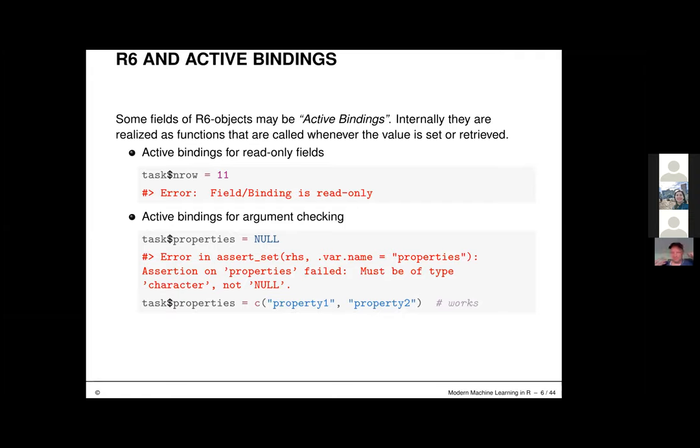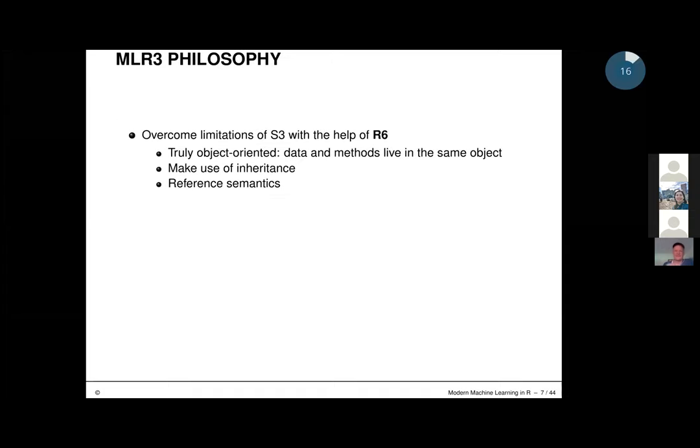So not that important to work with mlr, so we don't need to completely understand this, but we are talking a lot about active bindings later, so that you have an impression what we mean with this. This is basically just like a field, but internally a function is called. This can have side effects. And this is all for R6 for now.